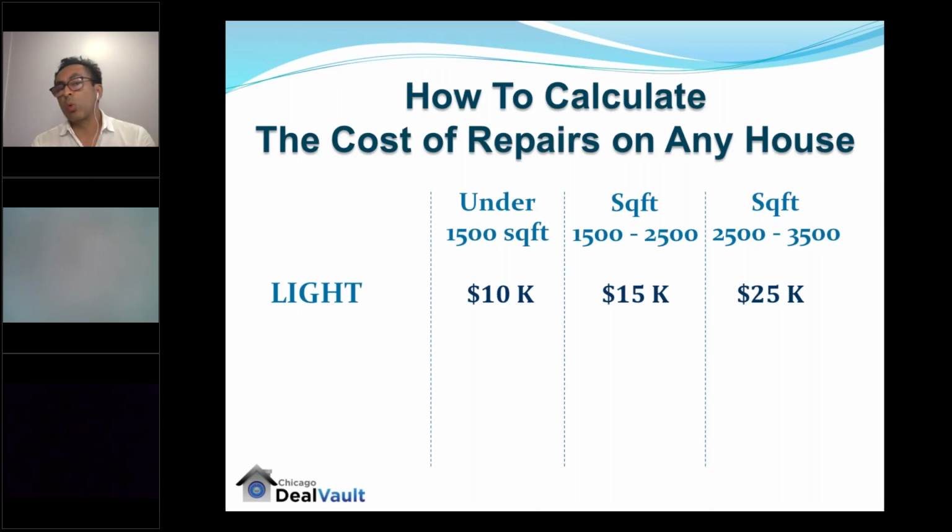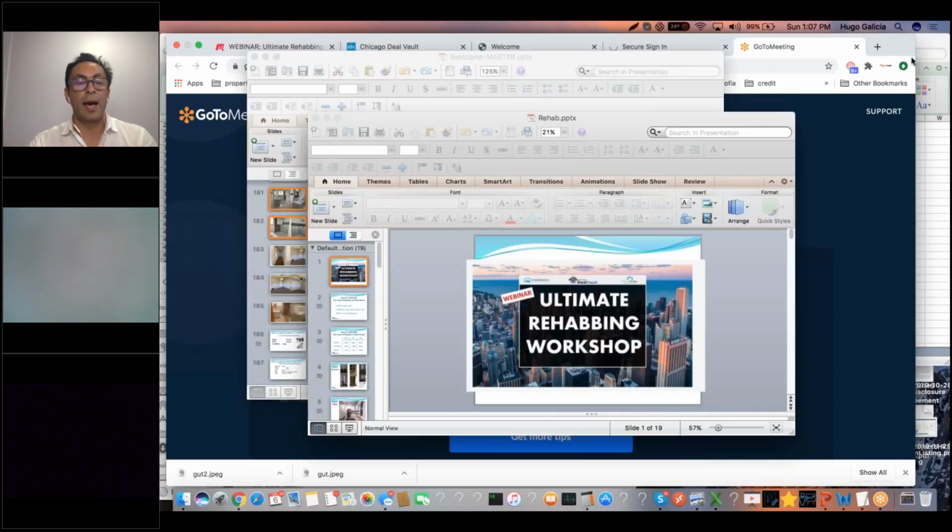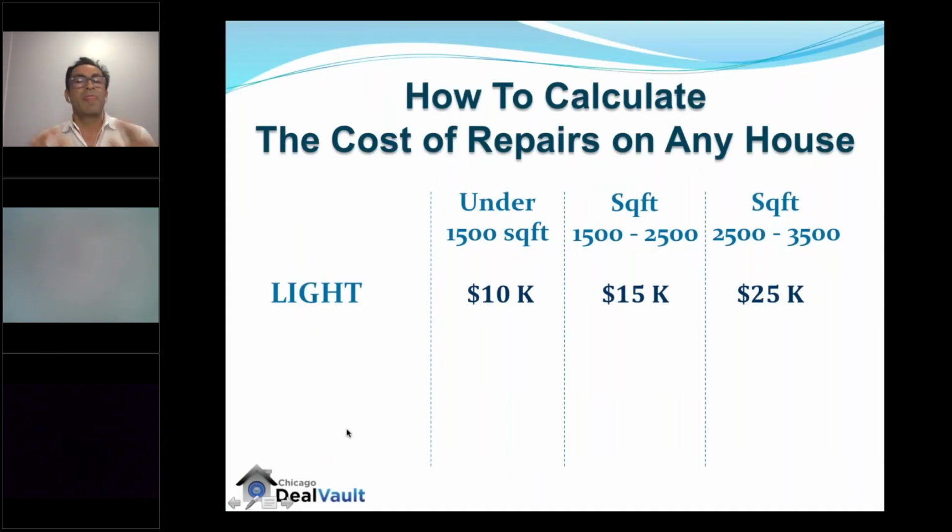So it's driven by the square footage of the property. Any property that you are going to open up, even if it's a light rehab, just paint or very cosmetic work, out of the box, at least 10,000 for a property that is under 1,500 square feet. Between 1,500 to 2,500, 15,000, and then over 2,500 and less than 3,500 is going to be 25,000. Okay, this has worked incredibly well.